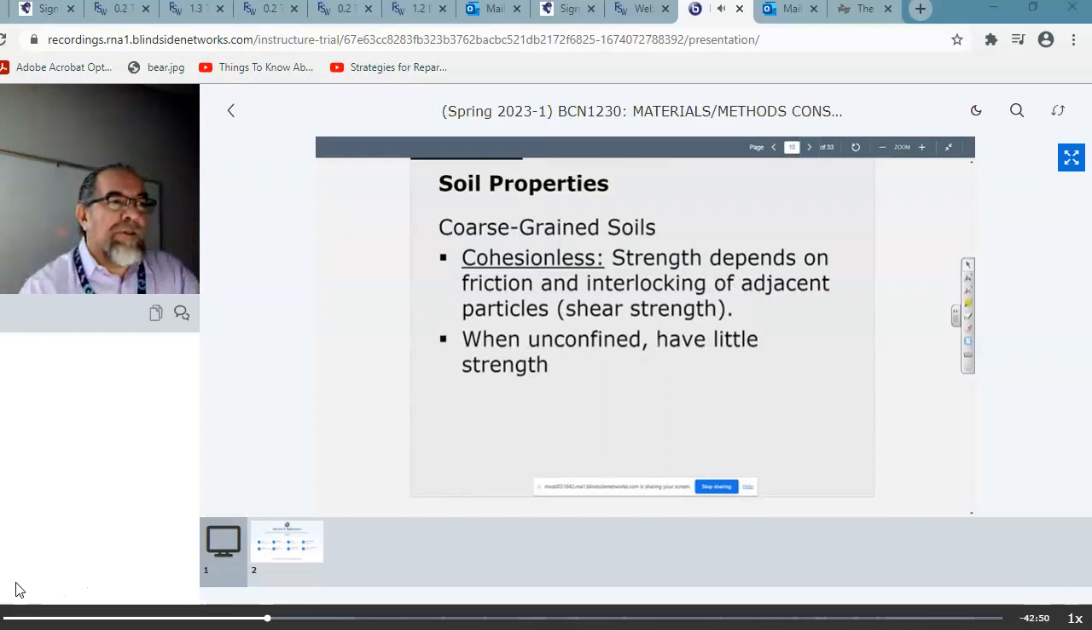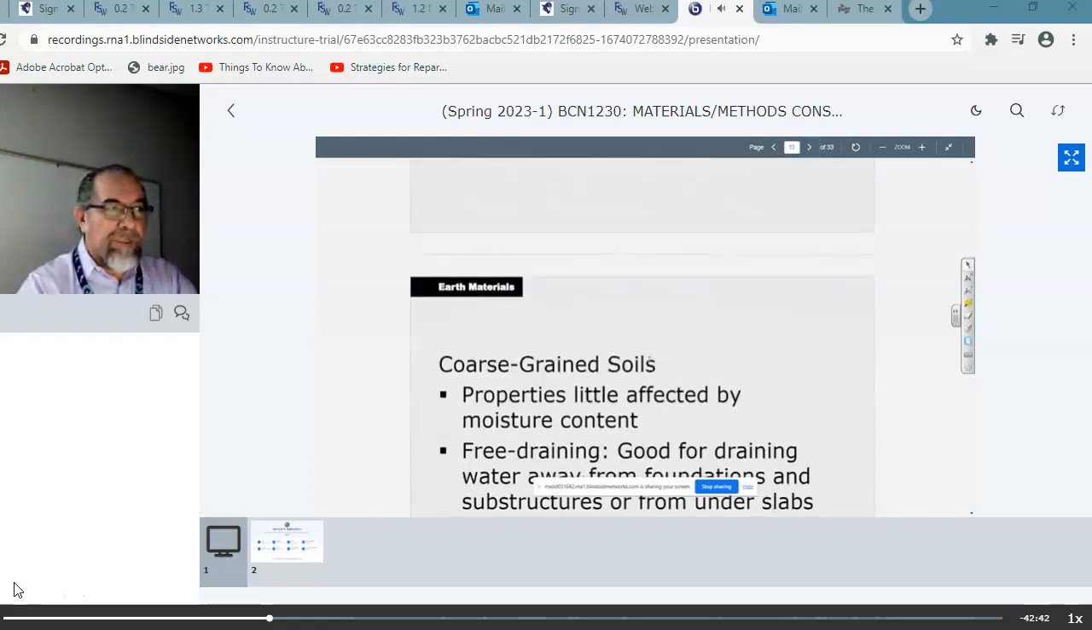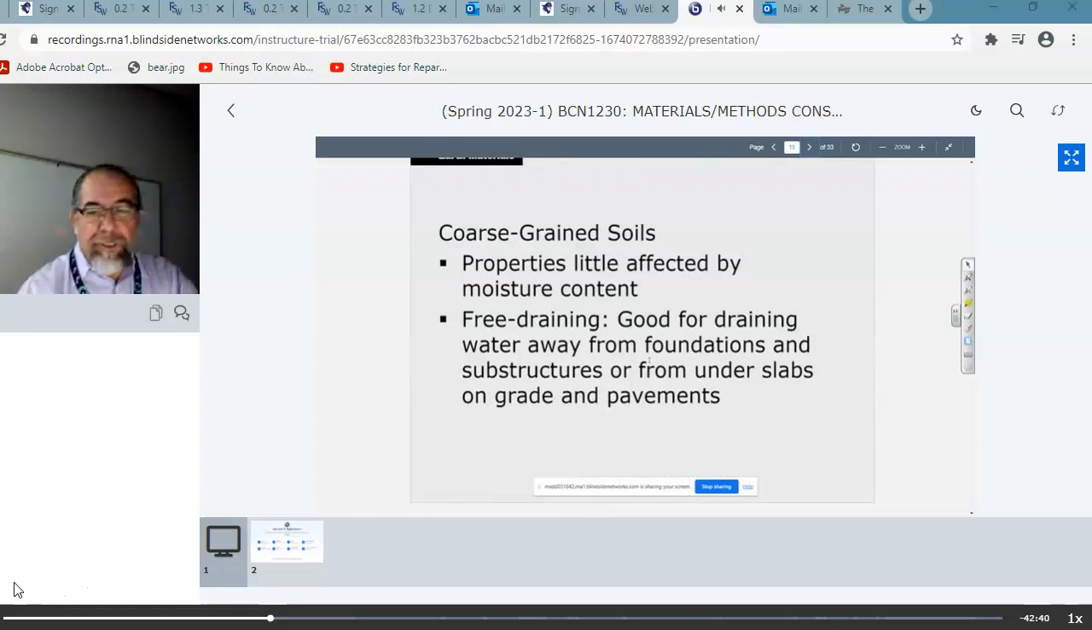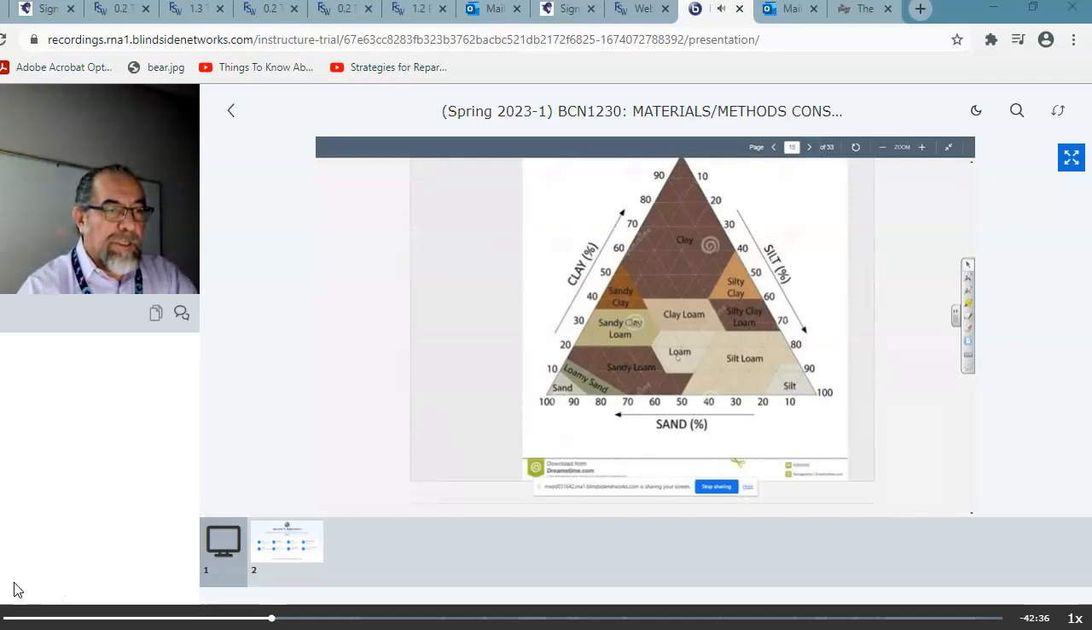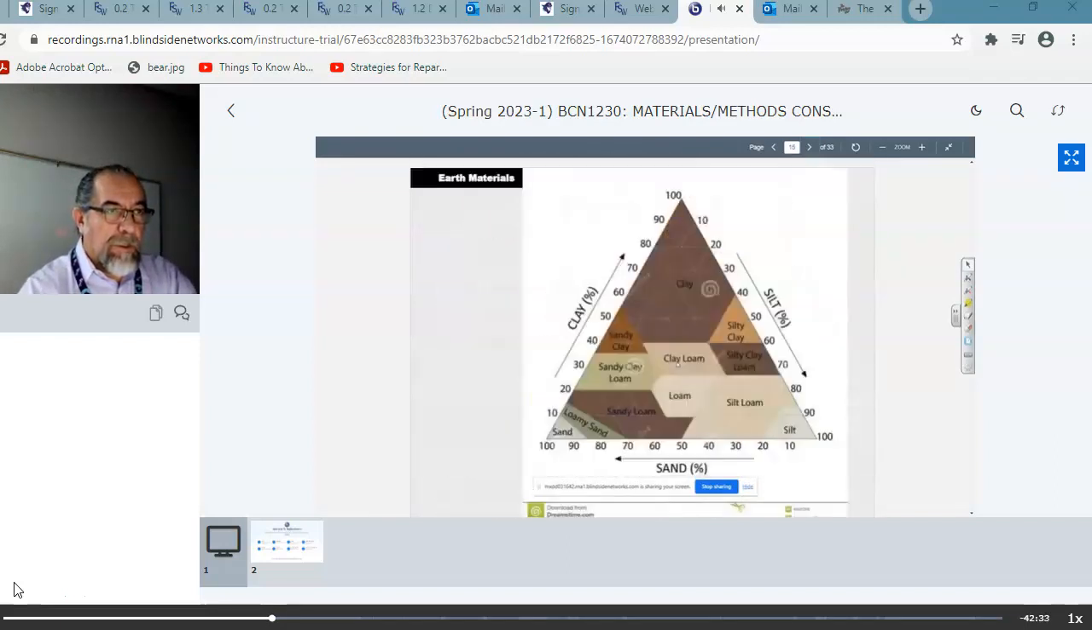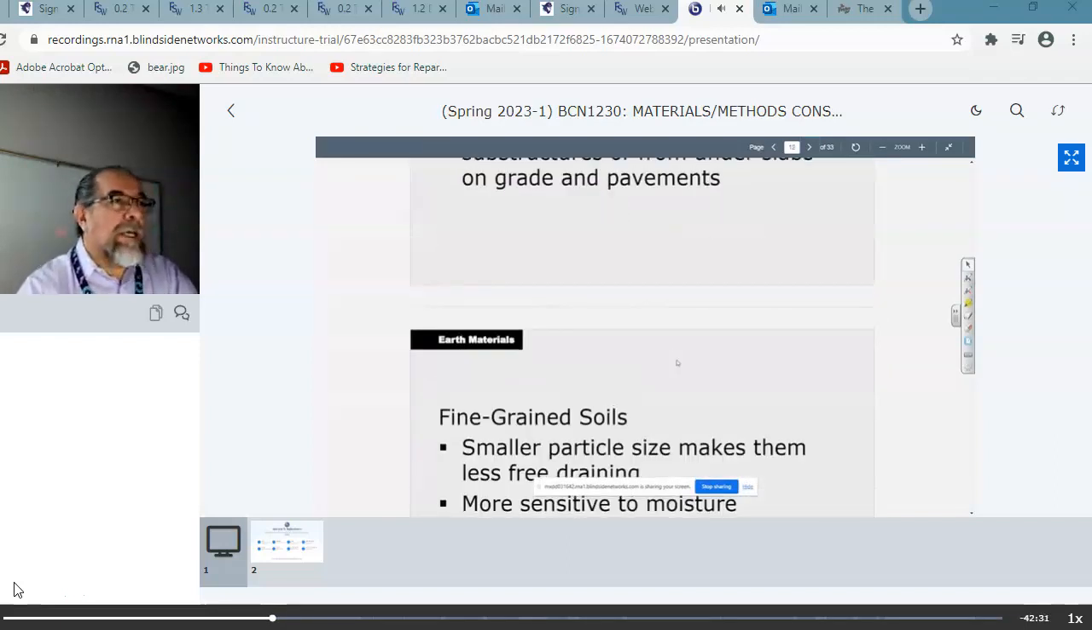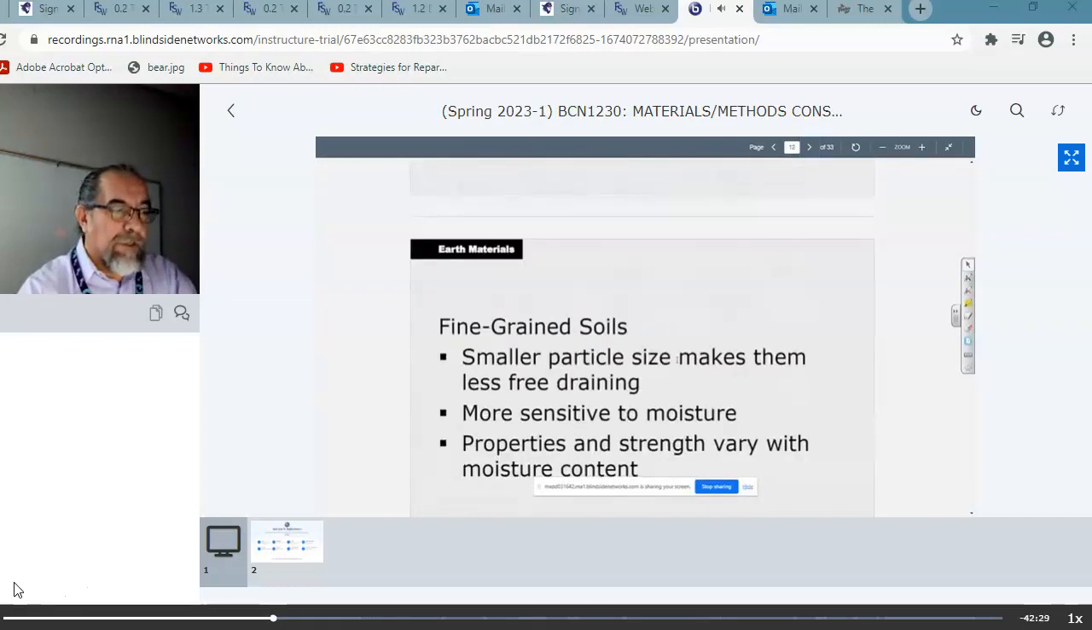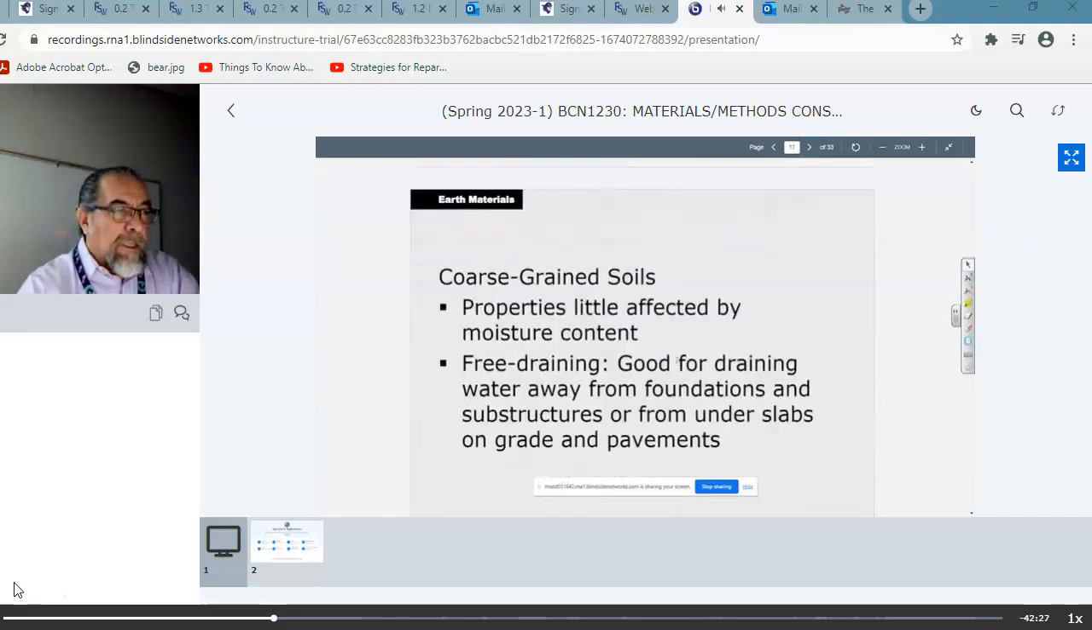Coarse grained soils, cohesionless. Strength depends on friction and interlocking of adjacent particles, which is shear strength. When unconfined, have little strength. Coarse grained soil. More pictures. You got a picture? What letter are we on? Okay, here we go. I'm still going on a PowerPoint. I have to know the scale, the vastness, and then come back and work at it again.